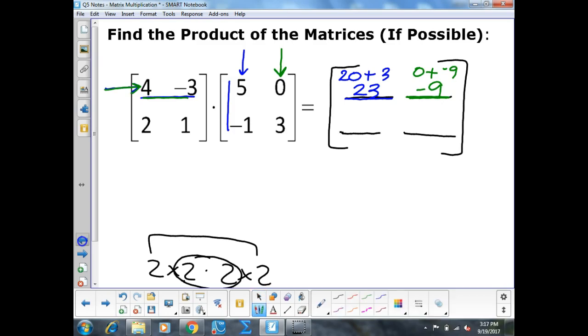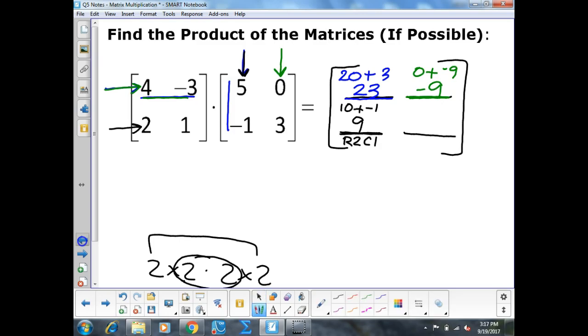If I jump down here, I'm trying to fill in row 2, column 1, so I'm going to go across row 2, and I'm going to go down column 1. Think about the address that I'm filling in, row 2, column 1. So I go across row 2, down column 1, 2 times 5 is 10, plus 1 times -1 is -1, this would be +9.